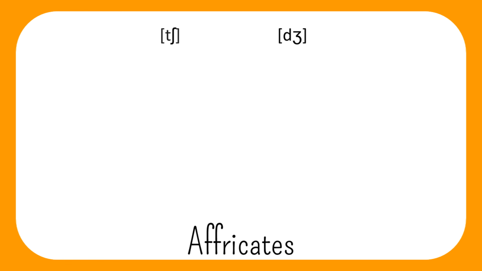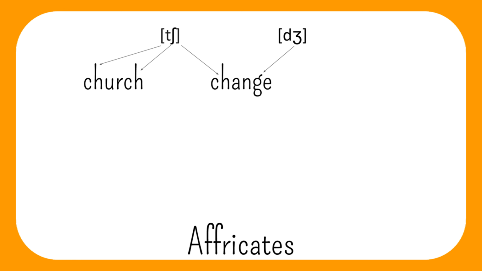These are the affricates. Remember the difference between a fricative and an affricate. A fricative is air being pushed through a small gap, whereas an affricate is a plosive followed by a fricative. These are ch and j, like in church and change and jam.